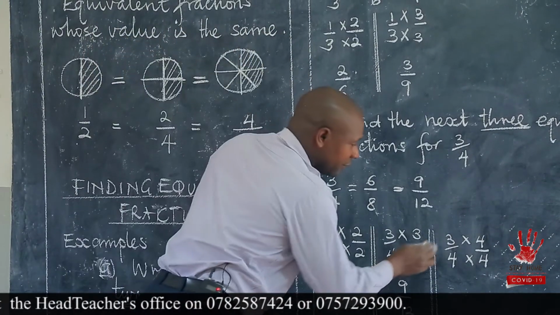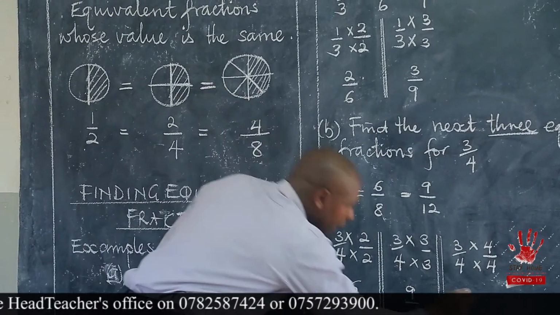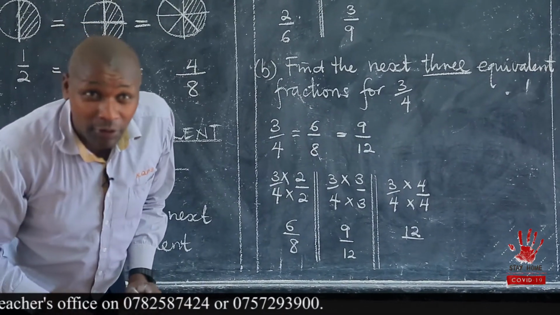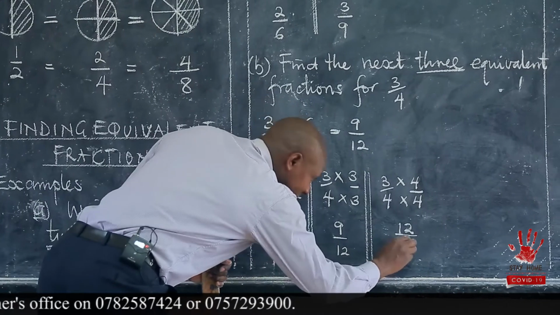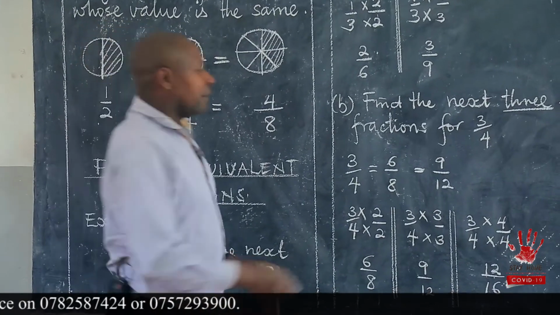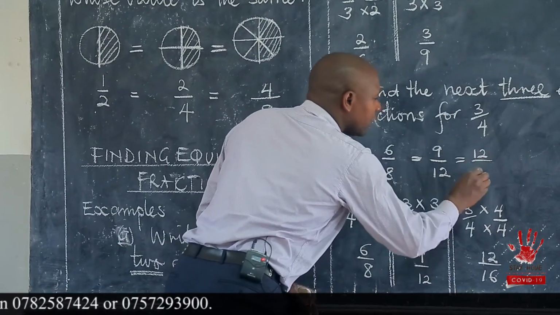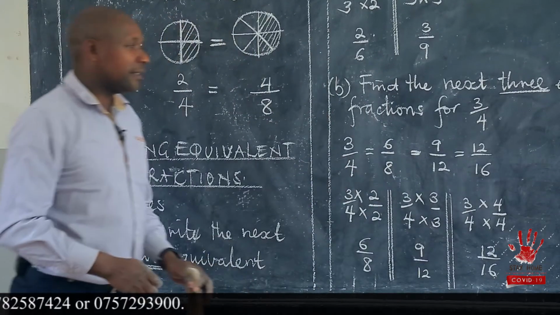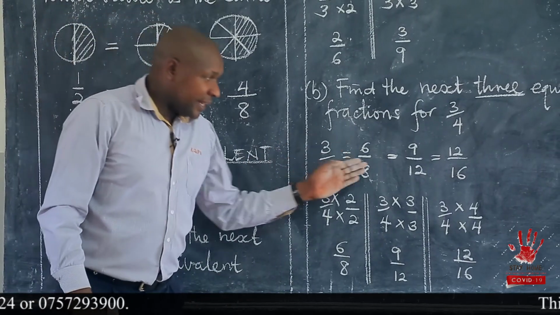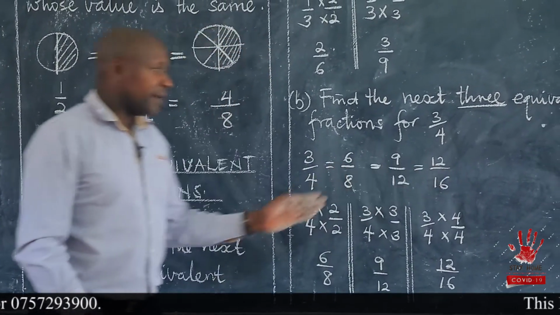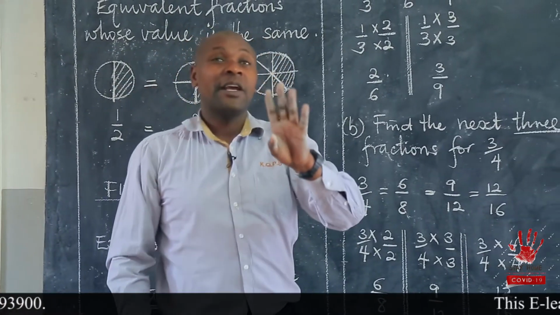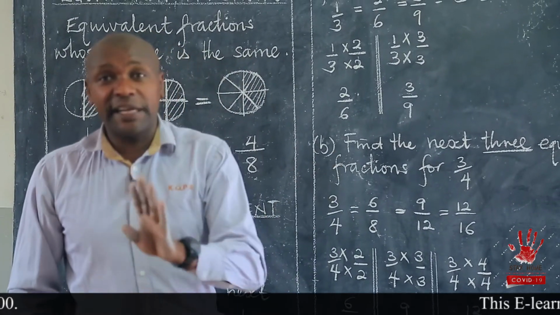So let's multiply. 3 times 4. Somebody saying 12. Out of, what about 4 times 4? Somebody saying 16. So when you get 12/16, it is also equal to our 3/4. I know you've observed very well the 3 equivalent fractions that I've given from this second example. Equivalent fractions are fractions whose value is equal, whose value is the same.